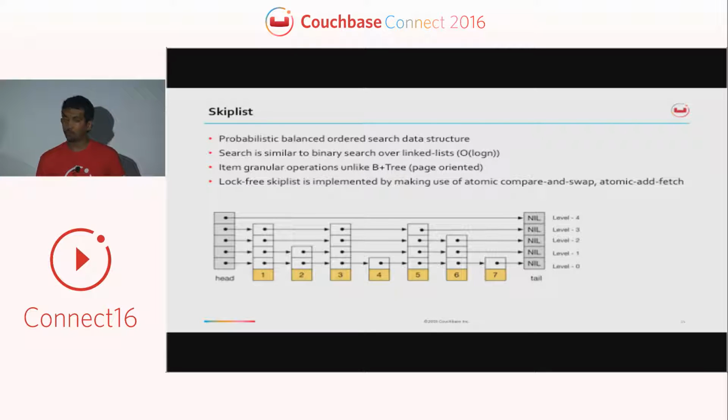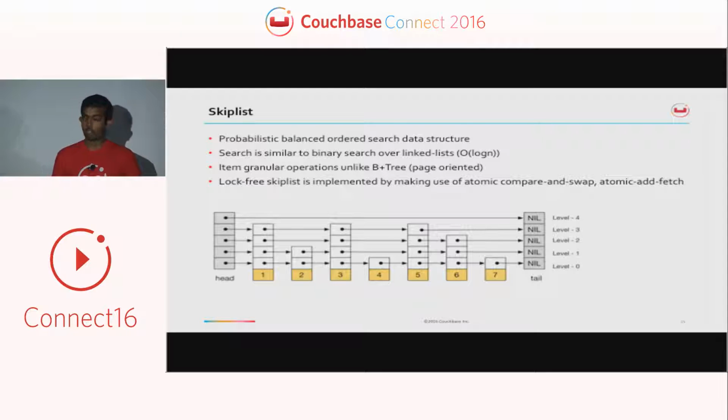To give an overview of the skip list, a skip list is a probabilistic ordered balanced data structure. If you look at the search algorithm, it is similar to how you do binary search over a linked list. All the operations in a skip list are amortized log-n operations. An important property is that all operations, insert and delete, are item granular operations. In the case of a B plus tree, everything is a page-based operation, and it happens in 4K or whatever your page size chunks are. So the overhead is much less.